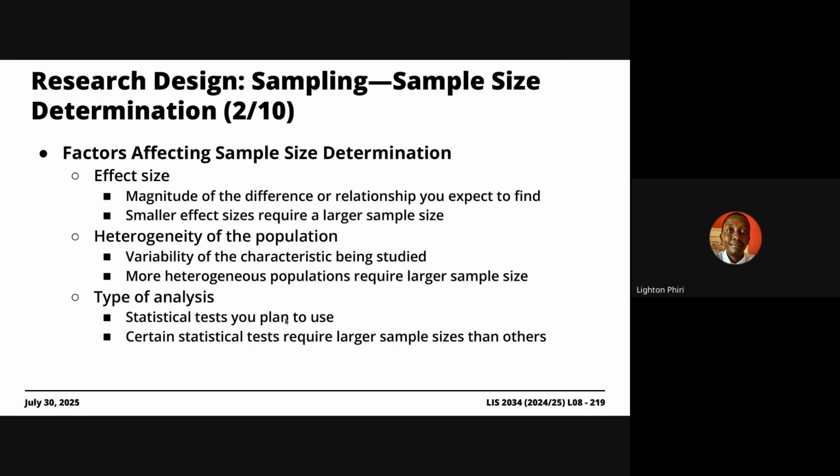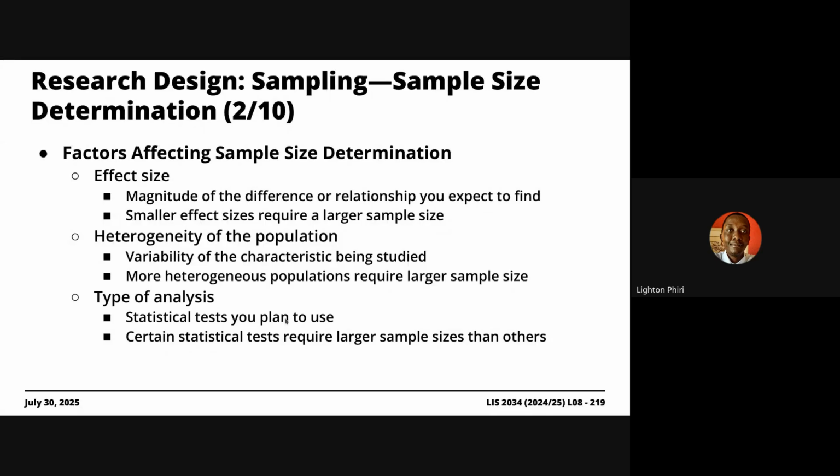But the way to get around this is you do what the researchers for the PrEP study did, where they're telling you that the only thing we took into account is what? Program of study and age. Boom, that's it. Anyway, the type of analysis as well will affect sample size determination.